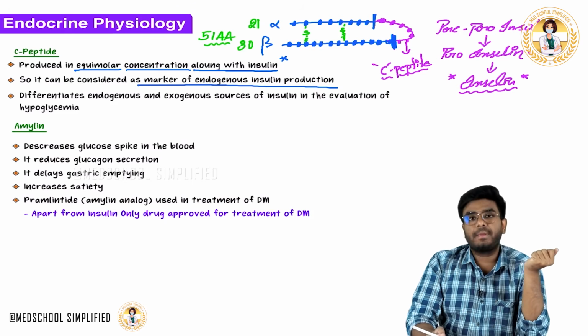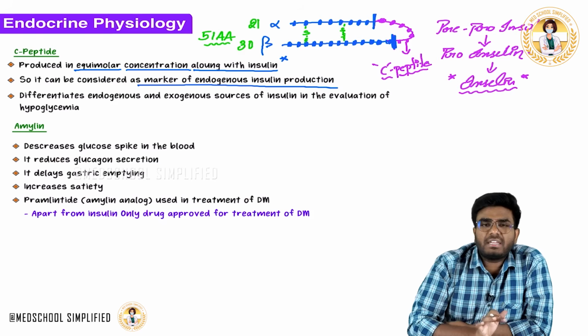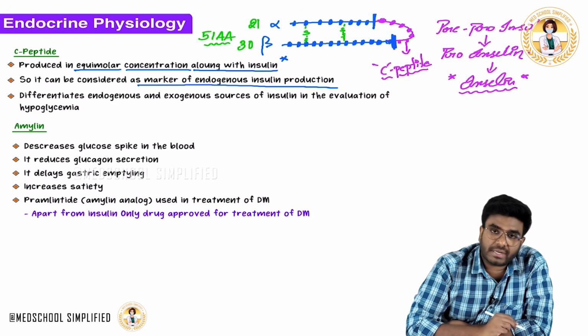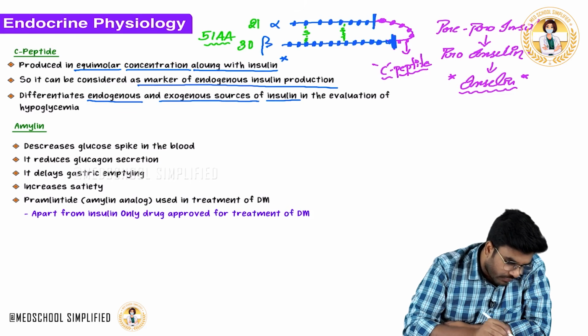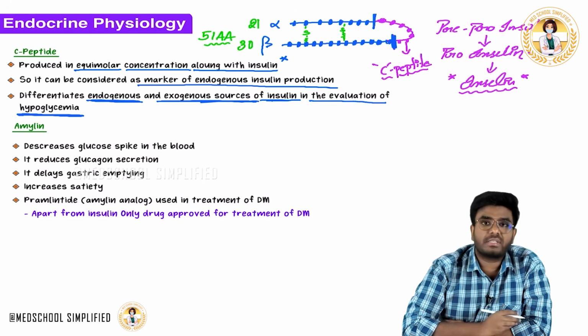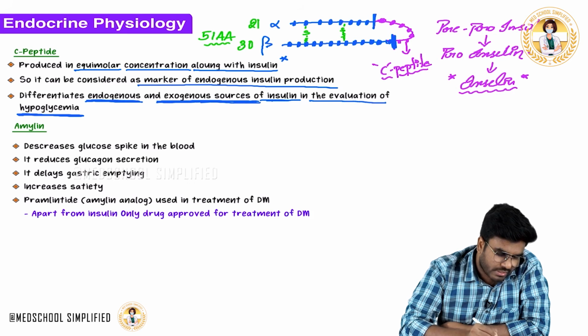In order to understand this, you need to know some clinical scenarios. But even before that, let's talk about this point also. This C-peptide differentiates endogenous and exogenous sources of insulin in evaluation of hypoglycemia. Now comes the question: how to understand this differentiation of endogenous and exogenous sources of insulin?